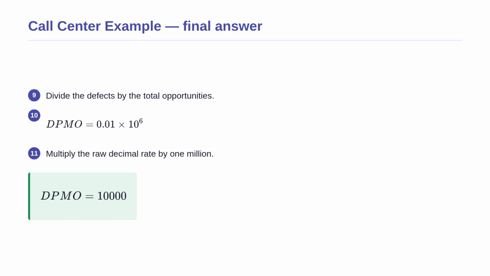Physically, this means if the call center continues at this quality level, they will make 10,000 errors for every million steps. This operates between a 3 and 4 sigma level.